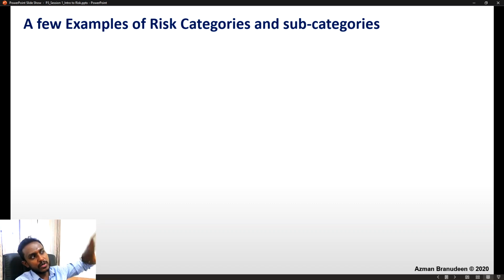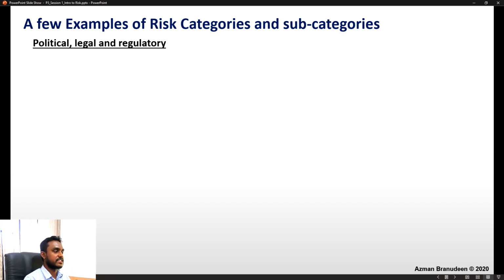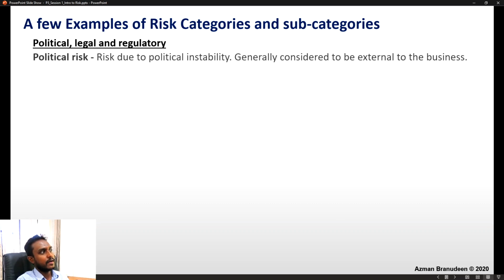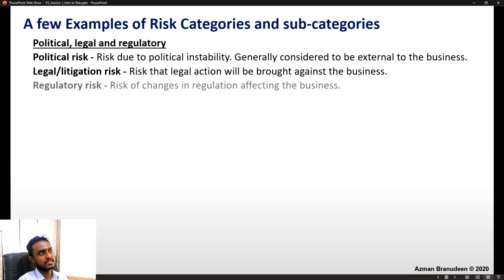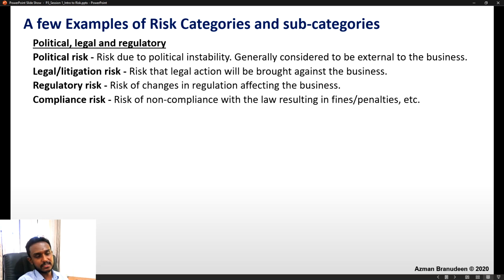large broader risk categories, and within each of them you will notice that there are sub categories. For example, under political, legal and regulatory, political risk is the risk due to political instability, and it's generally considered to be external to the business, therefore non-controllable also. Legal and litigation risk, that is the risk that legal action will be brought against the business. Then you have regulatory risk, that is the risk of changes in regulations affecting the business. Compliance risk, that is the risk of non-compliance with the law resulting in fines, penalties, etc.